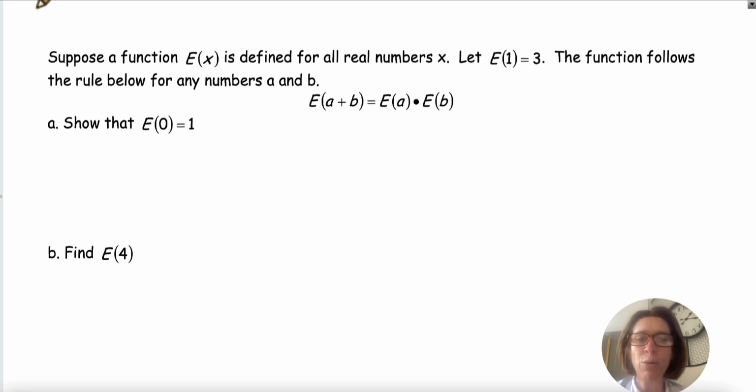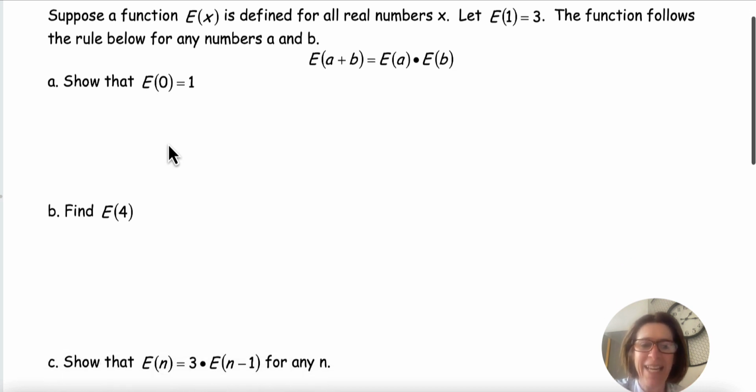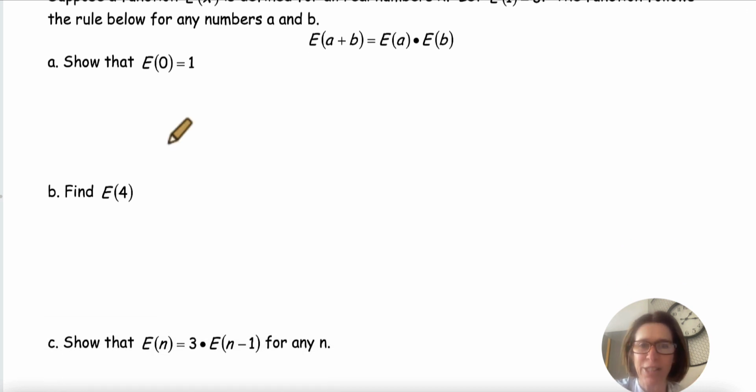All right, it says, suppose you have a function e of x, and it's defined for all real numbers. And when they tell us that e at 1 equals 3, remember that means that's a coordinate point, (1, 3). The function follows this rule for any numbers a and b. My suggestion is if you were having trouble with it and didn't know where to start, just watch through A. I'm going to do the whole thing, but just watch through A and try to apply it to B, and if not, watch the part of the video for B. Then try it for C, okay?